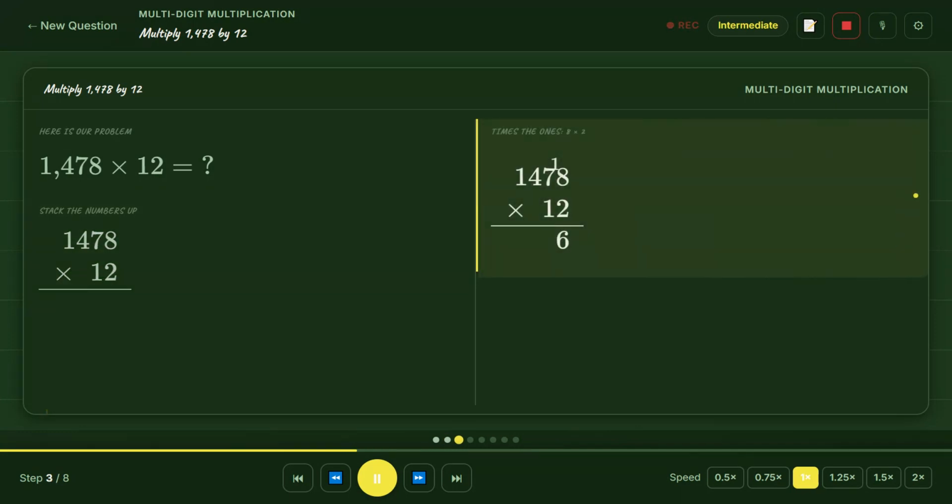Let's start with the 1's place. 8 times 2 is 16. We write the 6 down below, and we carry the 1 over to the next column. That little one will help us in the next step.